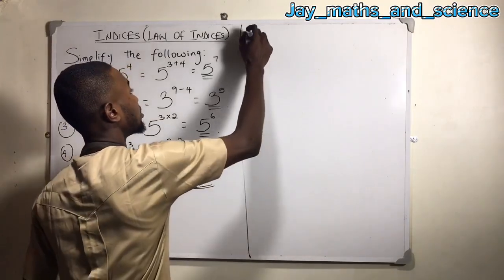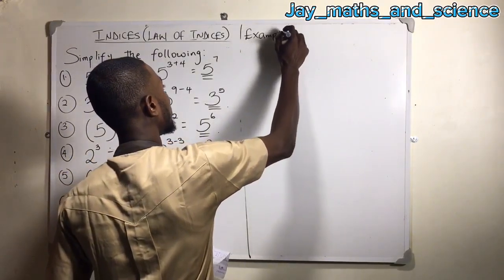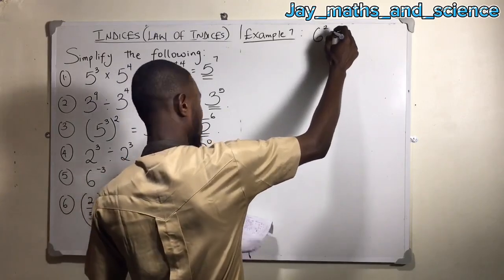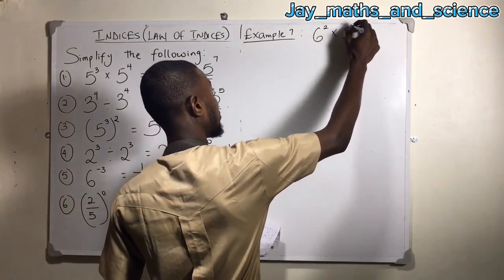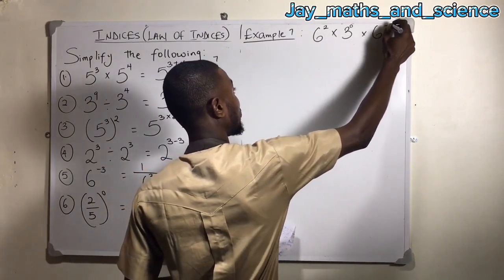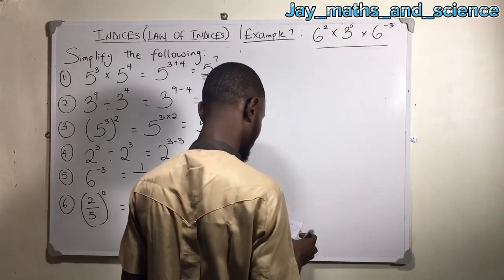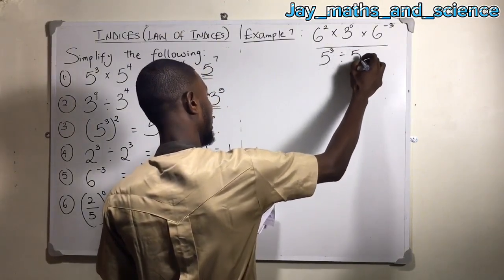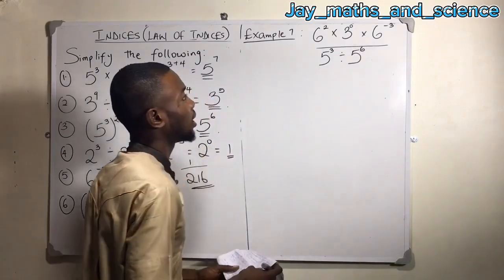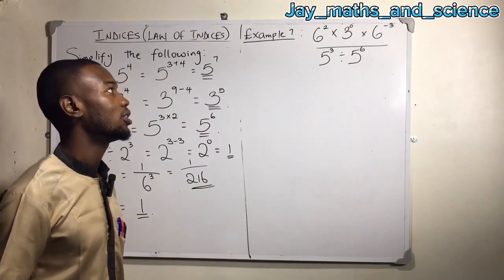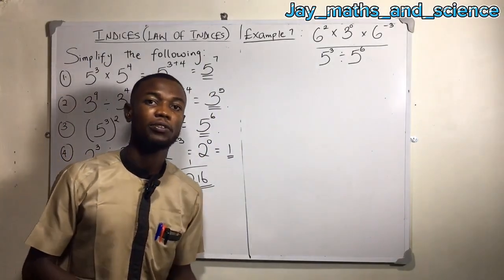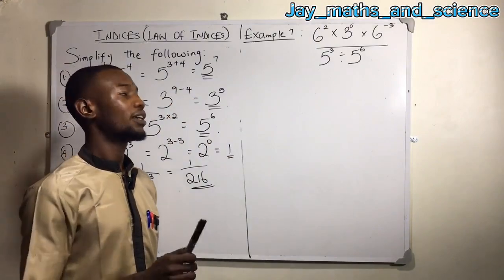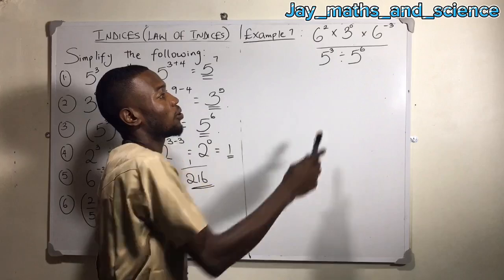Now, we have example 7 here. And we have the question to be 6 raised to the power of 2 multiplied by 3 raised to the power of 0 multiplied by 6 raised to the power of negative 3, over 5 raised to the power of 3 divided by 5 raised to the power of 6. Now, let's simplify this question that we have on the board. 6 raised to the power of 2, 3 raised to the power of 0 multiplied by 6 raised to the power of minus 3, all divided by 5 raised to the power of 3 divided by 5 raised to the power of 6.